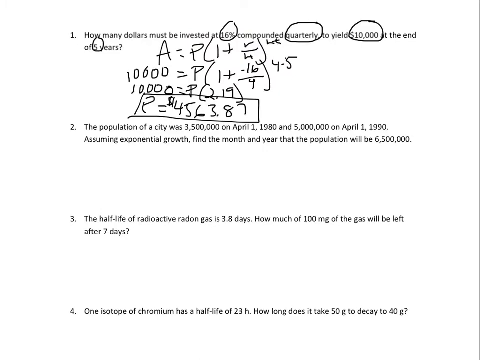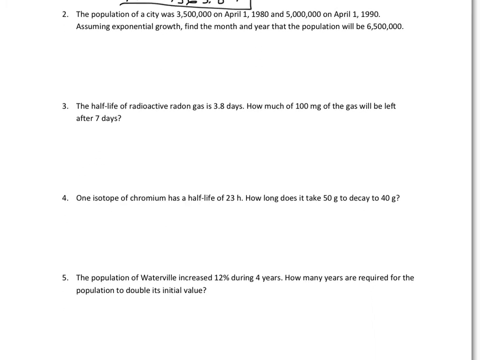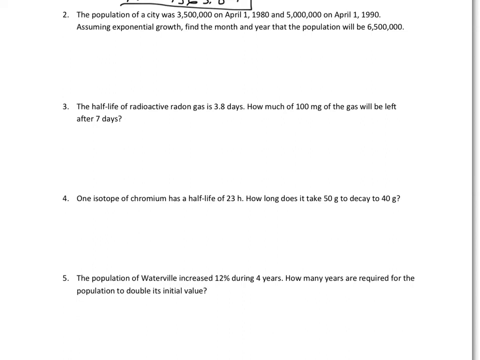Okay, so that's how many dollars you need to invest in order to get that type of return after 5 years. All right, number 2, we got the population of a city was 3.5 million on April 1st, 1980, and it was 5 million on April 1st, 1990. Assuming exponential growth, find the month and year that the population will be 6.5 million.